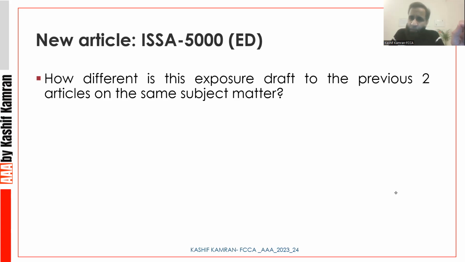How different is the exposure draft to the previous 2 articles on the same subject matter? The previous 2 articles are dealing with sustainability assurance, and that is the case with ISSA 5000. It is also dealing with sustainability assurance. The only thing is that this is the framework. Those articles are not the framework. The articles are giving you guidance on the subject matter in the absence of a framework when they were published.